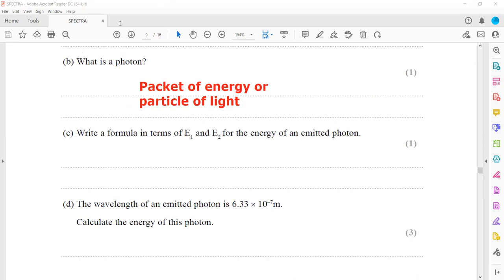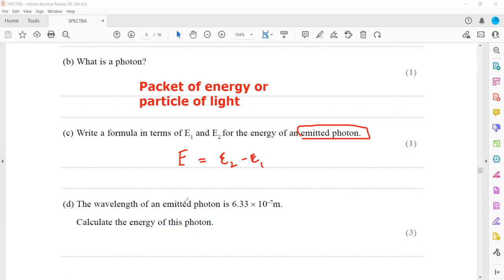Then write the formula in terms of E1 and E2 for the energy of an emitted photon. If we need the energy of the emitted photon, because the electron will jump from higher to lower, the energy of the emitted photon will be equal to, say, E, and that is equivalent to the difference in energy of the two levels, which is E2 minus E1.